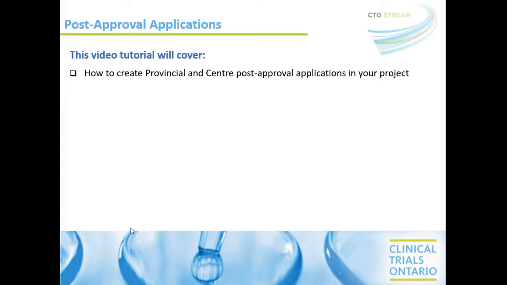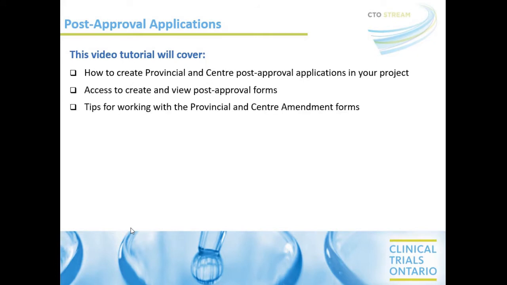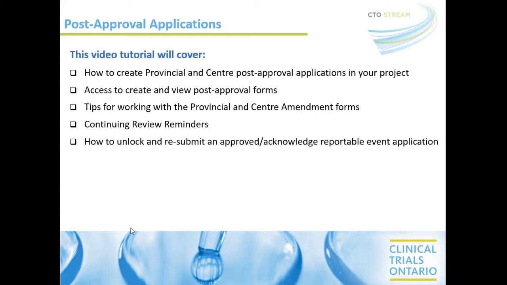In this video tutorial, we're going to look at post-approval applications in CTO Stream. Specifically, over the course of the video, we will cover how to create provincial and center post-approval applications, the access required to create and view post-approval application forms, tips for working with provincial and center amendment forms. We will go over continuing review reminders, and how to unlock and resubmit an approved or acknowledged reportable event application.